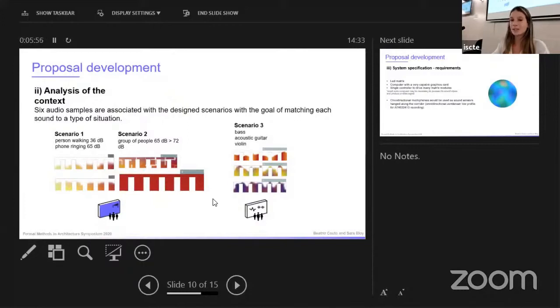Outside of this situation, during the classes, the entertaining one, we used sound samples like bass, acoustic guitar, and violin. And a chromatic match was made between the frequency and amplitude, with hot colors through cold colors.